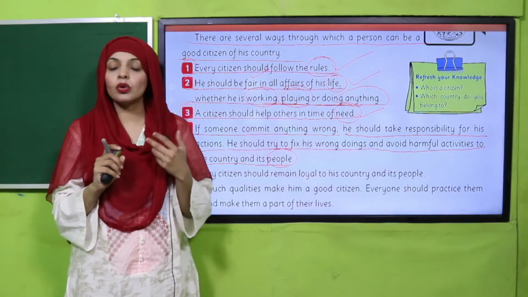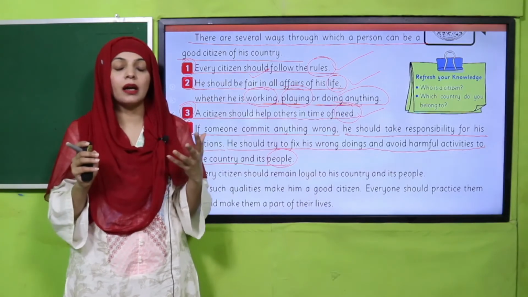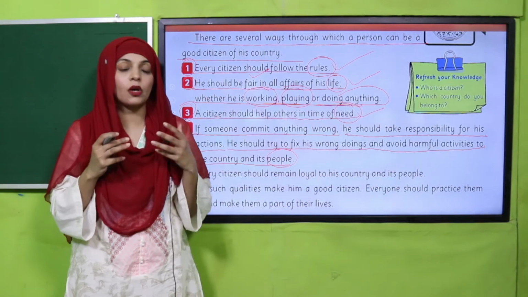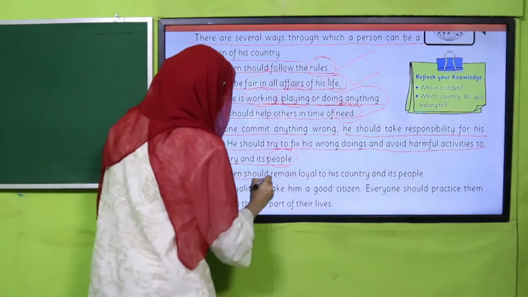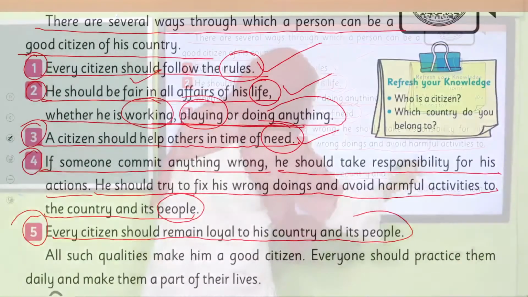Correct it. So there is nothing wrong in making a mistake or anything. Okay. Number 5. Every citizen should remain loyal to his country and its people.